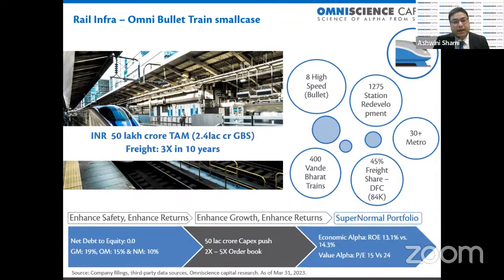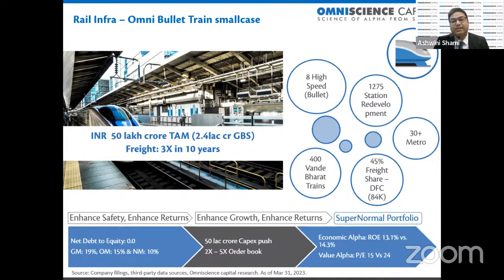So the first growth factor is railway infrastructure. The Omni Bullet Train smallcase gives exposure to the companies which are exposed to this particular growth factor of railway infrastructure. Now, there are huge, massive, unprecedented investments happening. There is an estimate of around 50 lakh crore to be spent in the next few years, right? So not very long, let's say the next 10 years or so.